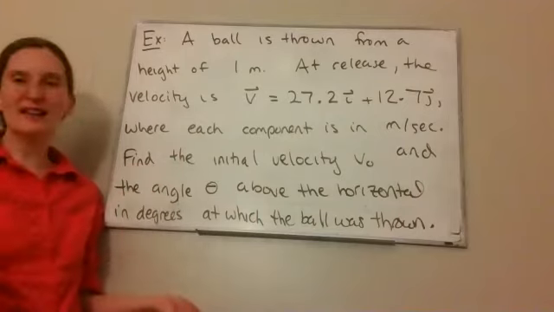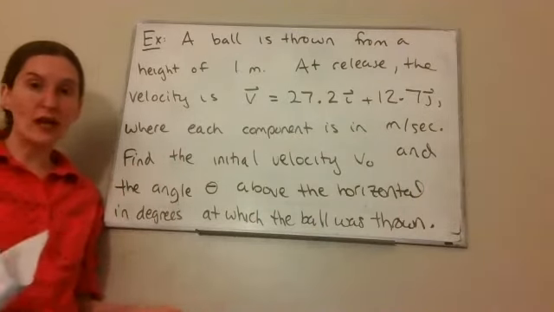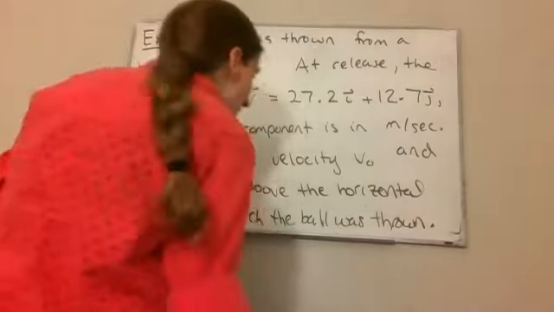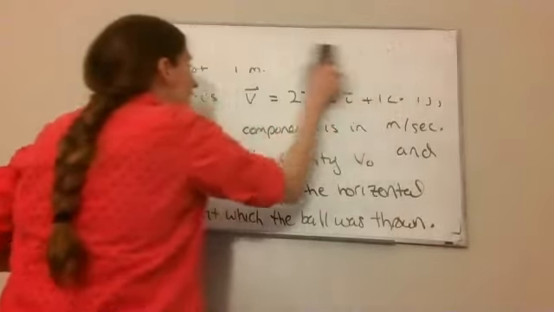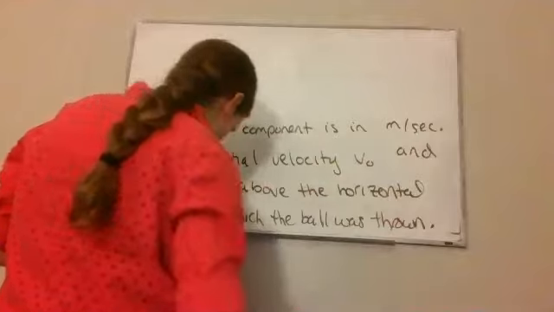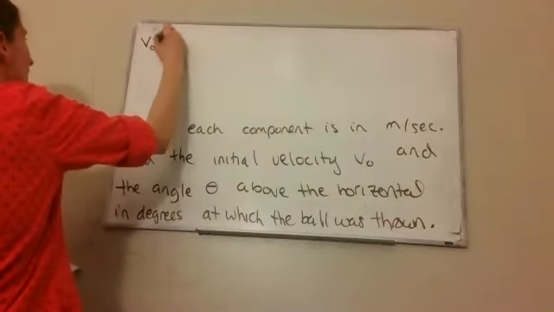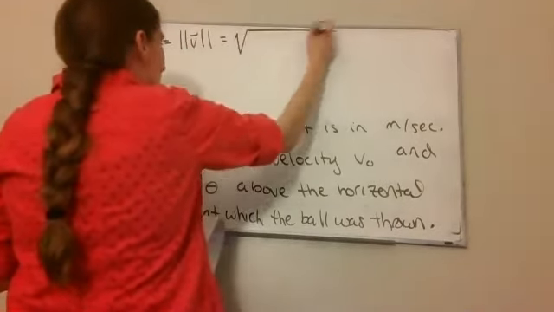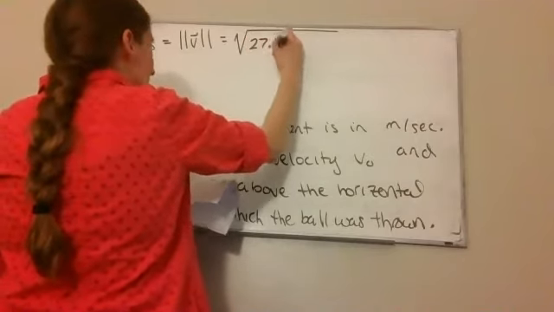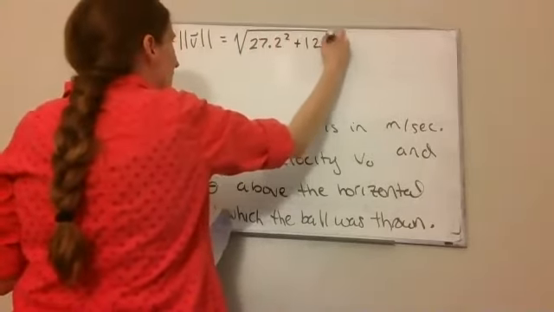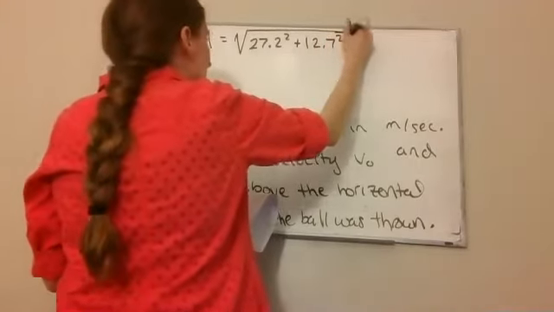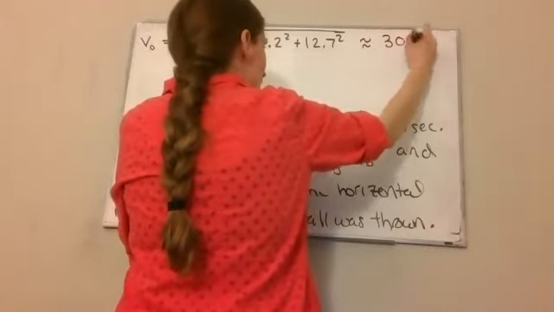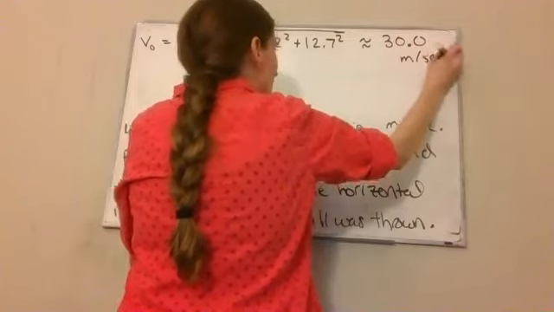So first, how do we find the initial velocity? Well, your initial velocity is actually equal to the magnitude of the velocity vector. So I can find my initial velocity v0 by finding the magnitude of my vector v, which would be the square root of 27.2 squared plus 12.7 squared, which is approximately, to 1 decimal place, 30.0 meters per second.